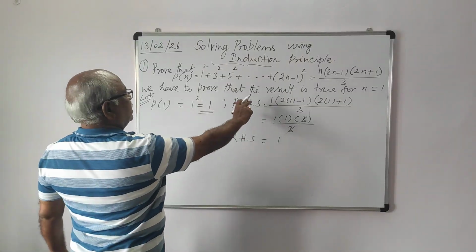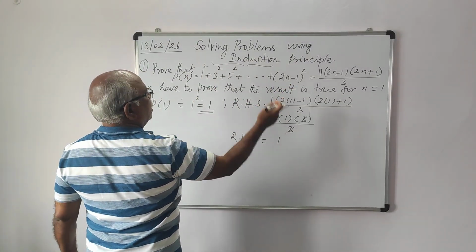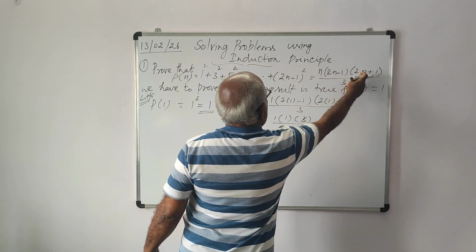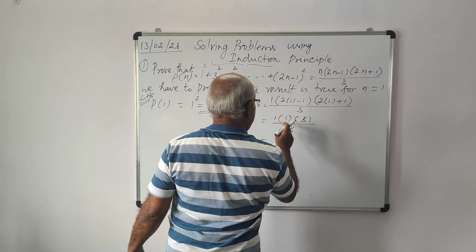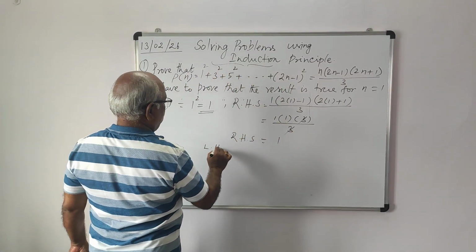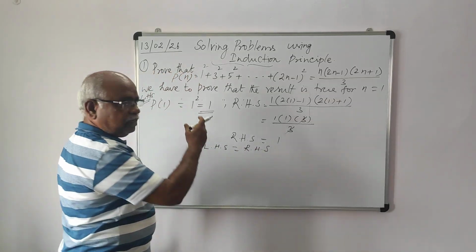We have to prove that the result is true for n equal to 1. Where n equals 1, P of 1 is 1 square, which is 1. Right hand side: 1 into (2 into 1 is 2, minus 1 is 1), then 2 into 1 plus 1 is 3. The 3 by 3 cancels, and you will get just 1 into 1 is 1. LHS equals RHS. Therefore, the result is true for n equal to 1. This is the first step.